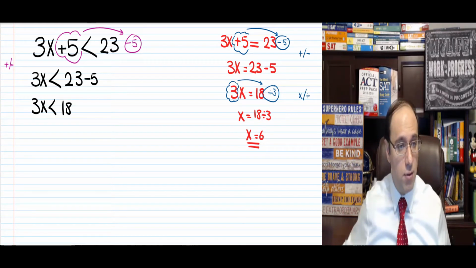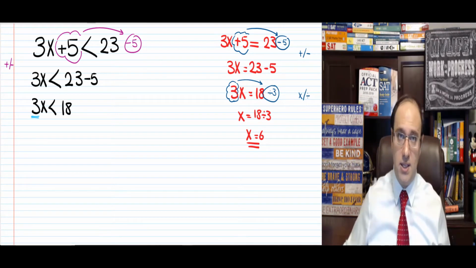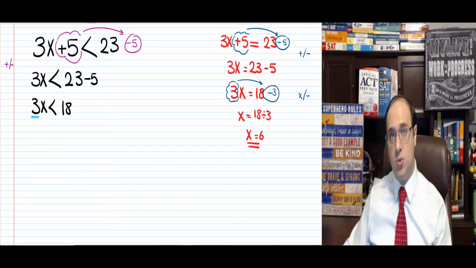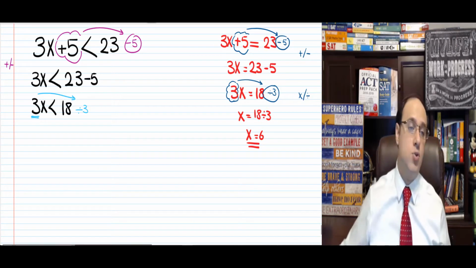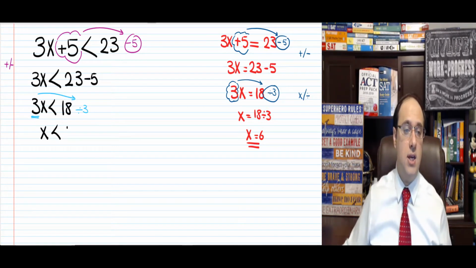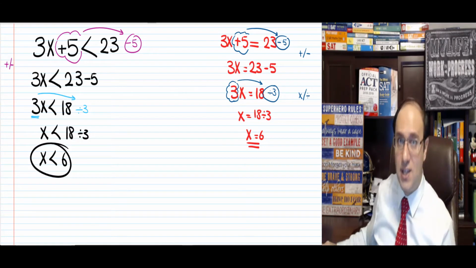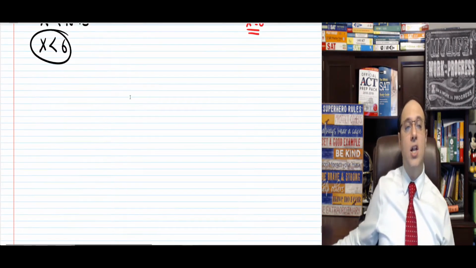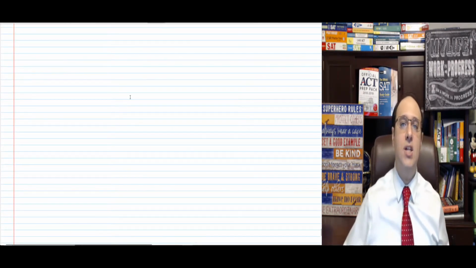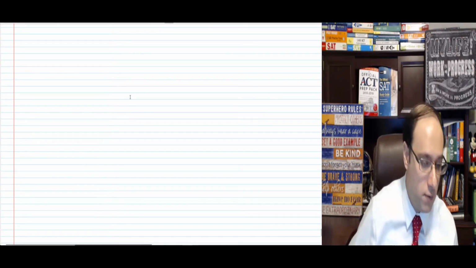Now we want to get rid of the 3 because we just want x by itself. 3x is 3 times x is x times 3, so it goes as divided by 3. This leaves us with x is less than 18 divided by 3, which means x is less than 6. Easy. Super easy. Okay, let's do one that's a little bit more difficult.